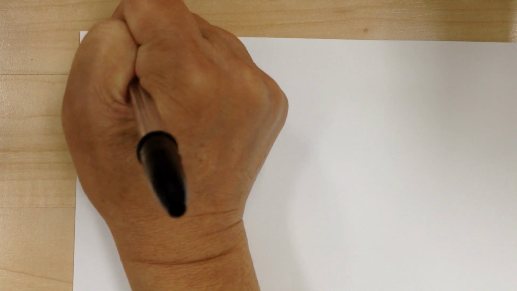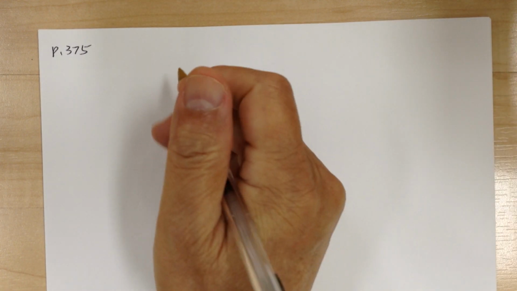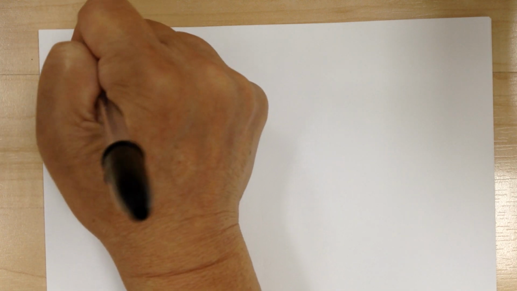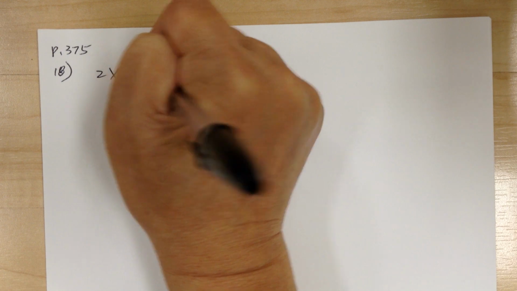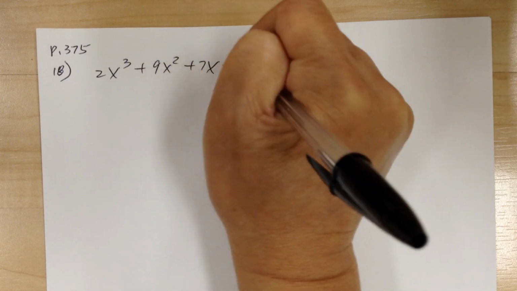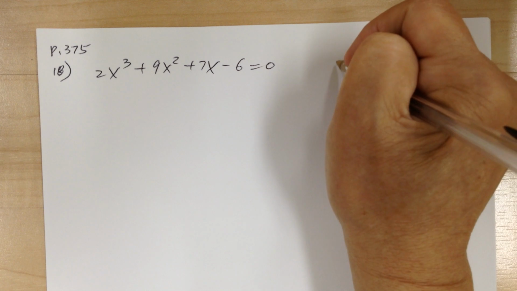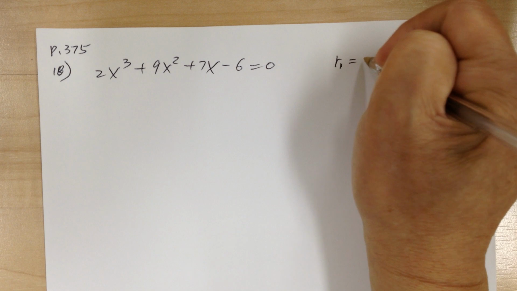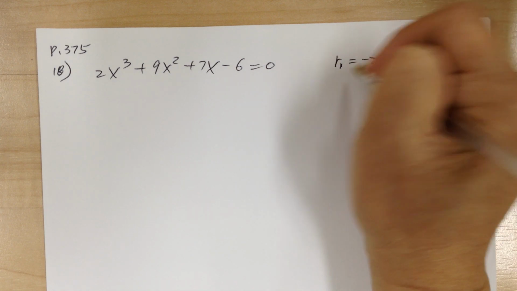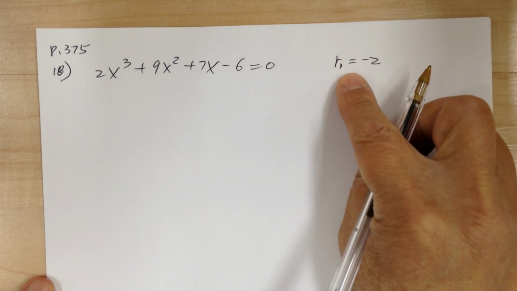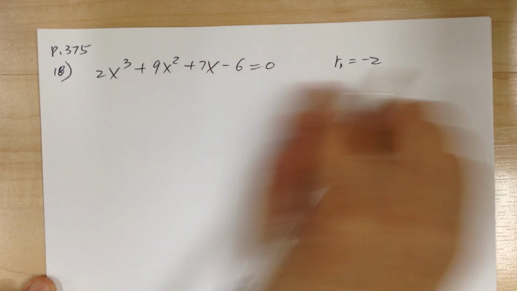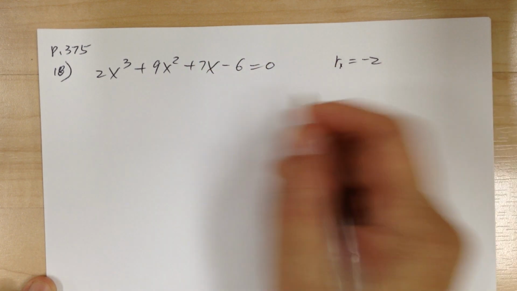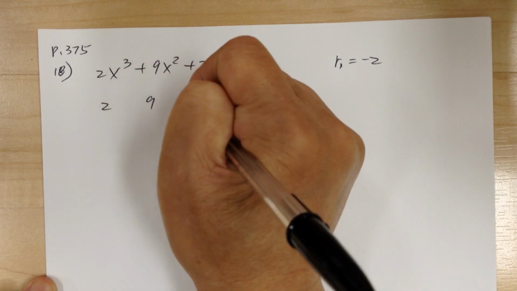Let's go to the next one. Let's go to page 375 and do number 18. You've got 2x^3 + 9x^2 + 7x - 6 equal to 0. And one of the roots is given, so r1 equal to -2. You want to solve the equation. If one of the roots is already given, then you can divide. This came from x + 2, right? So use synthetic division.